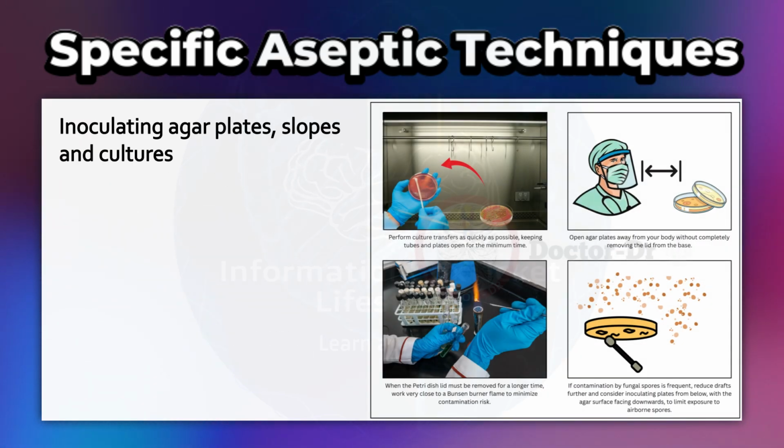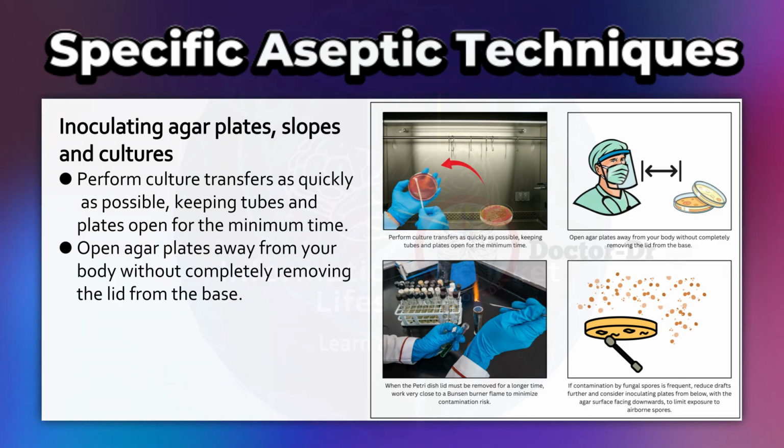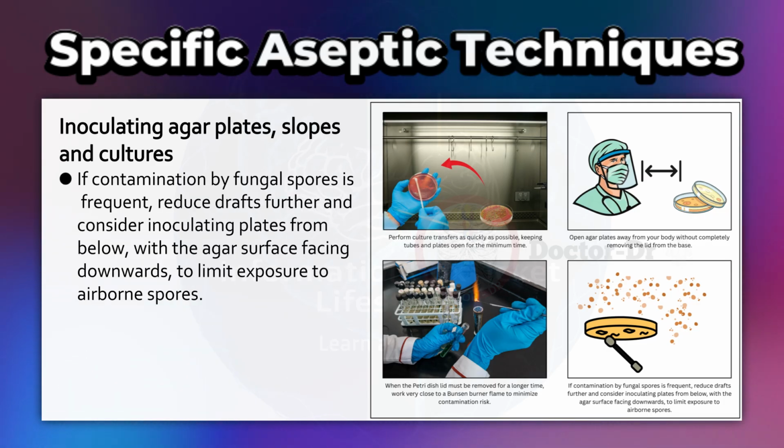Inoculating agar plates, slopes, and cultures. Perform culture transfers as quickly as possible, keeping tubes and plates open for the minimum time. Open agar plates away from your body without completely removing the lid from the base. When the Petri dish lid must be removed for a longer time, work very close to a Bunsen burner flame to minimize contamination risk. If contamination by fungal spores is frequent, reduce drafts further and consider inoculating plates from below, with the agar surface facing downwards, to limit exposure to airborne spores.